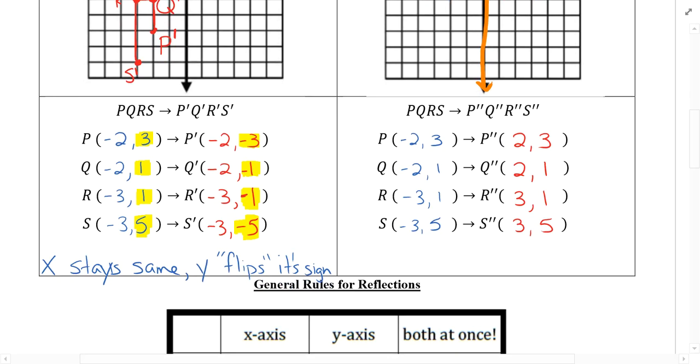So if we take a look at those, my pre-image is at -2, 3, and the image goes to 2, 3. Well, the 3 stayed the same. However, the x's flipped their signs. So when you're reflecting over the y-axis, the y stays the same, and the x flips its sign.